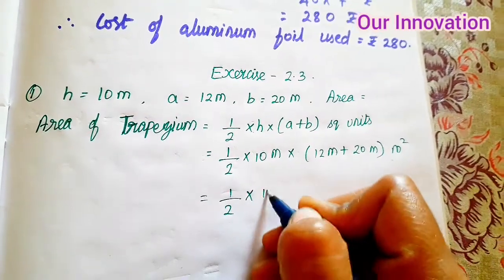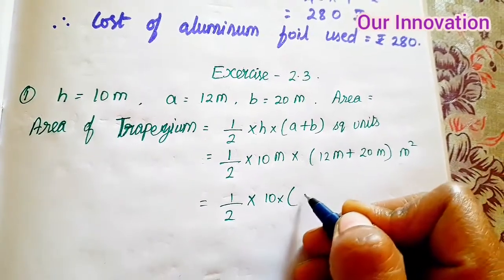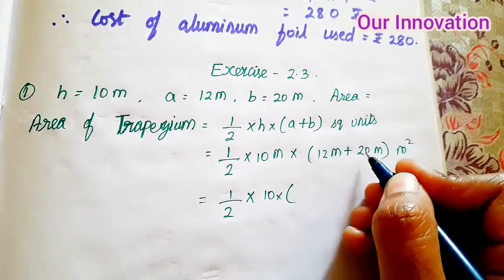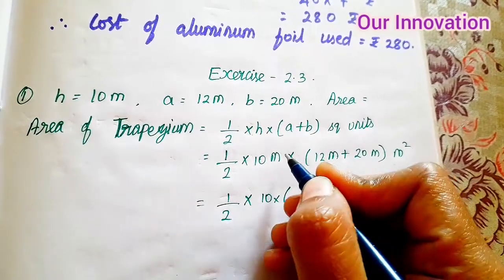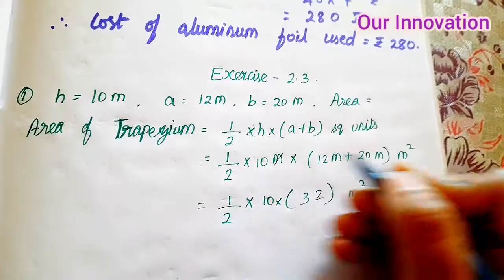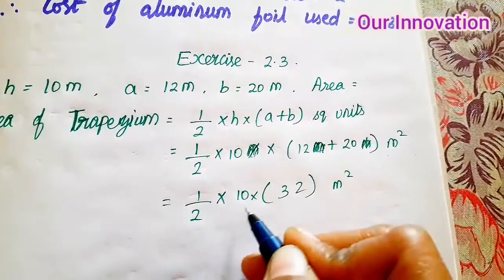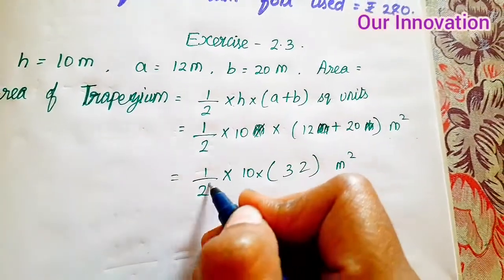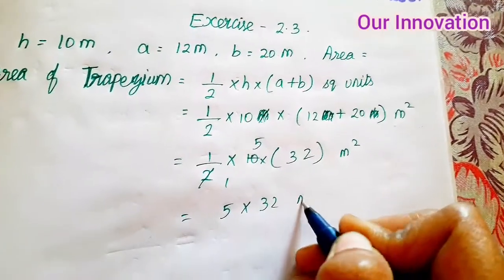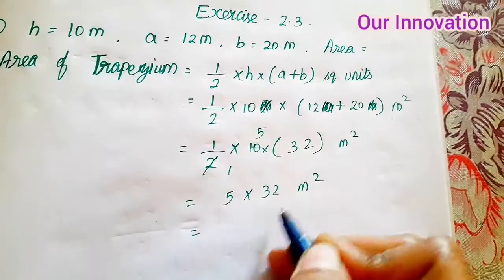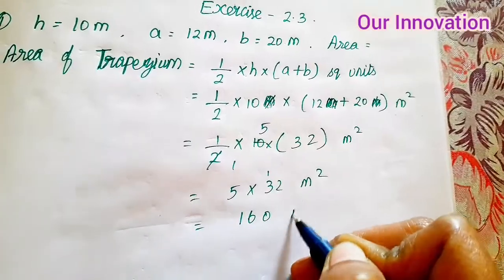Since the units given are meters, the answer is meter square. 1 by 2 into 10 into 12 meter plus 20 meter, what do we get? 32 meter square. Since the unit is common, we can write it once. So 1 by 2 into 10 into 32 meter square. 5 into 32 meter square is equal to 160 meter square.